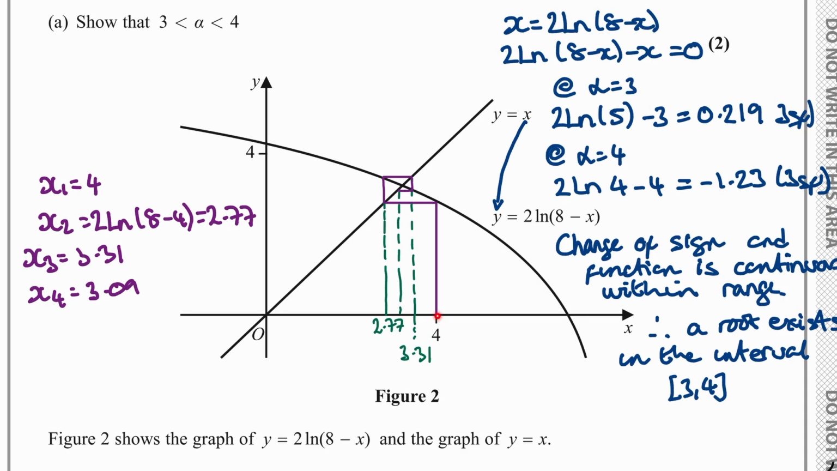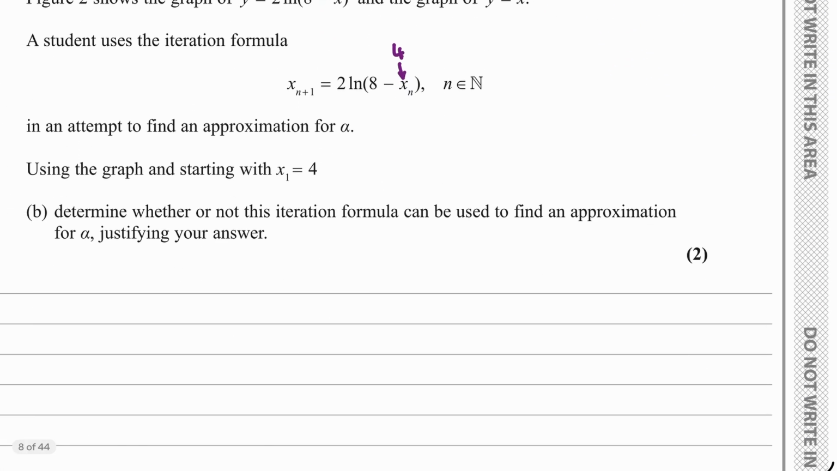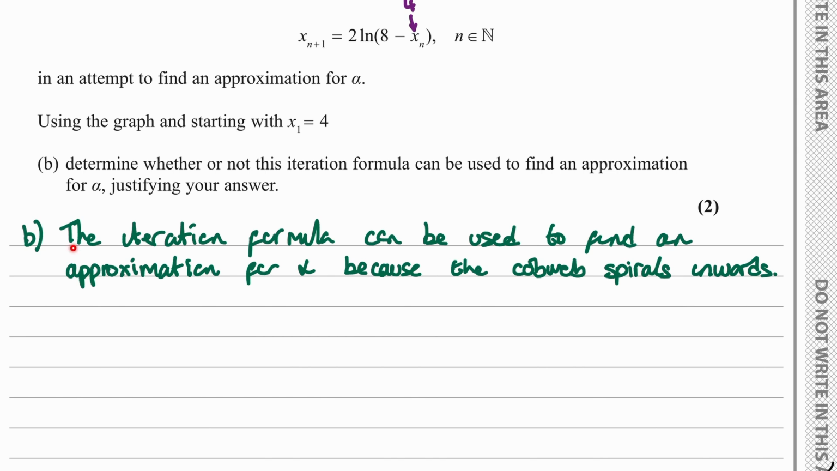So because there's a cobweb diagram where you can see it zooming in on the intersection between the two lines, we know that the iteration formula can be used to find an approximation. So we can say the iteration formula can be used to find an approximation for alpha because the cobweb spirals inwards.